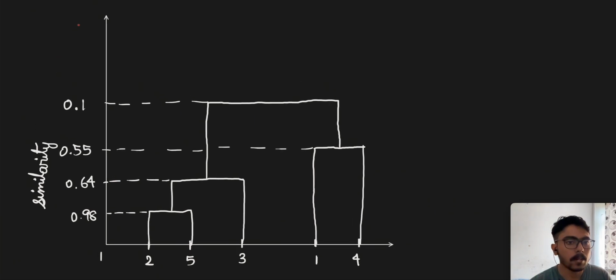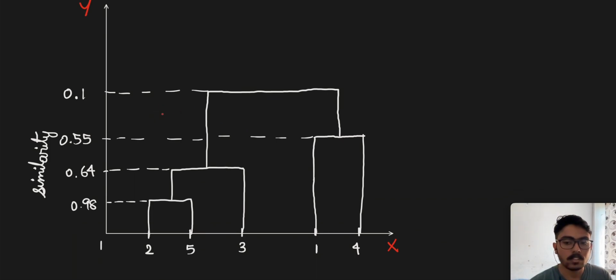Again we map the y for the similarity and x for the data points. 2 and 5 were the nearest, so we first clubbed them, then 3 at 0.64, then we clubbed 1 comma 4, right? See, it is different from the previous, that is single link. So at 0.55 similarity, and then at 0.1 similarity we clubbed these two. Okay, so that was max or complete link.